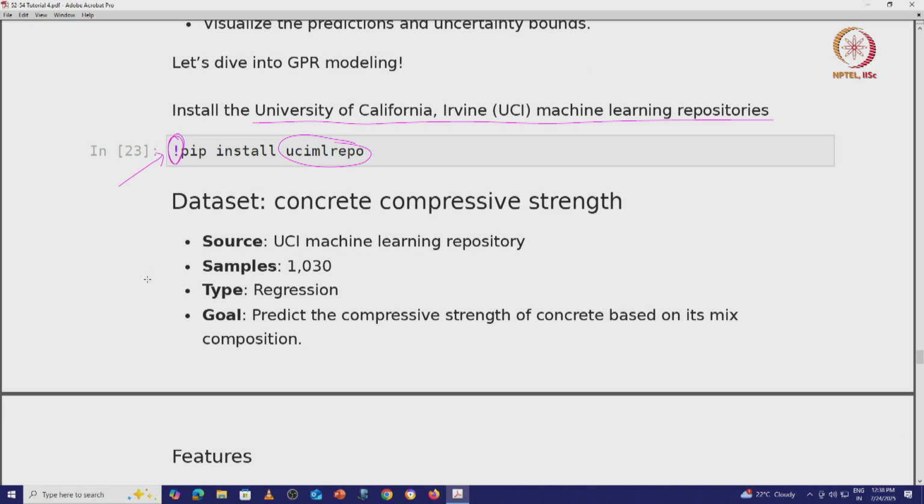Okay, so the data set we have picked from the UCI, University of California Irvine set of repositories is the concrete compressive strength. So this is the source, you can look it up. There is about 1000 samples here. We are focused on a regression problem wherein our goal is to predict the compressive strength of concrete based on the composition of the mixture.